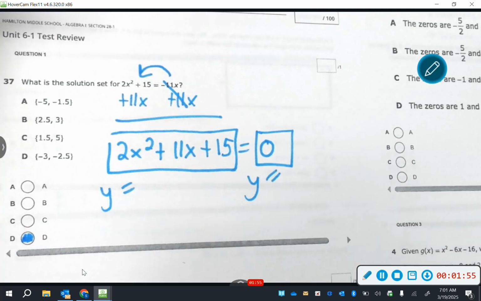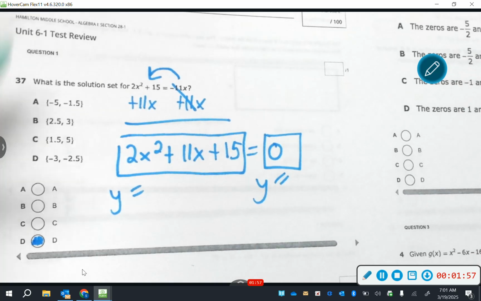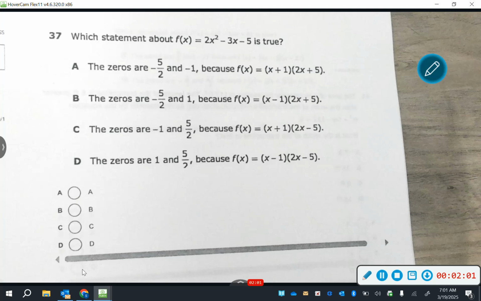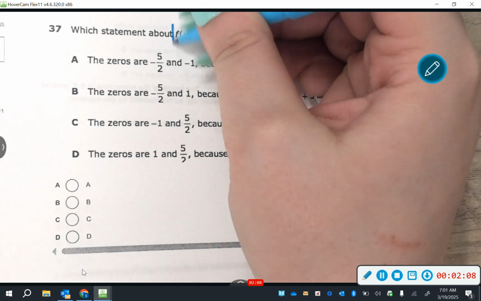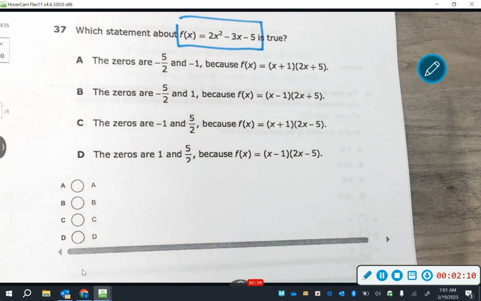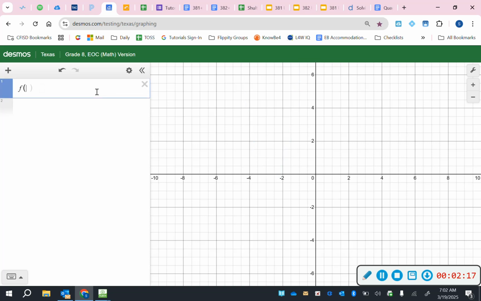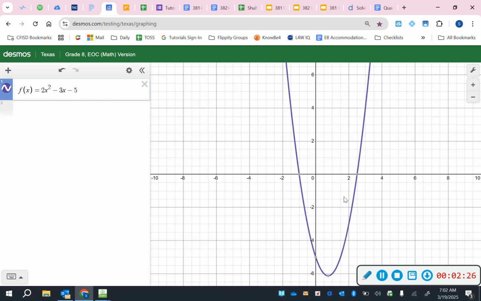And if I'm going a little quick, it's because I've already worked through a bunch of these as well, and I'm restarting. All right, which statement about f of x equals 2x squared minus 3x minus 5 is true? Y'all, work smarter, not harder. I'm going to plug this into my calculator. So we have f of x equals 2x squared minus 3x minus 5.